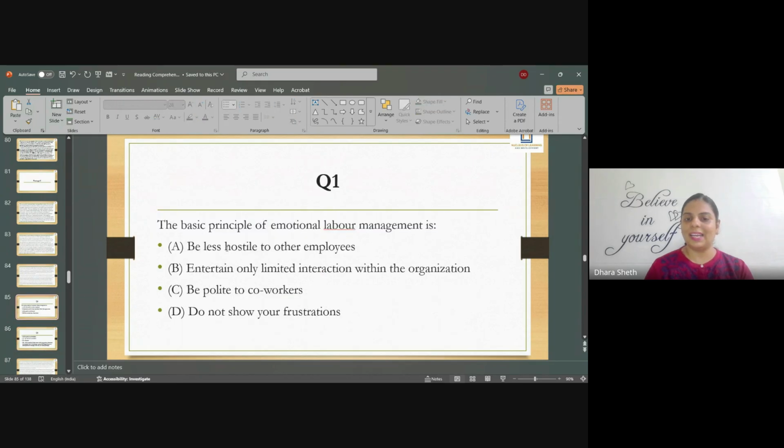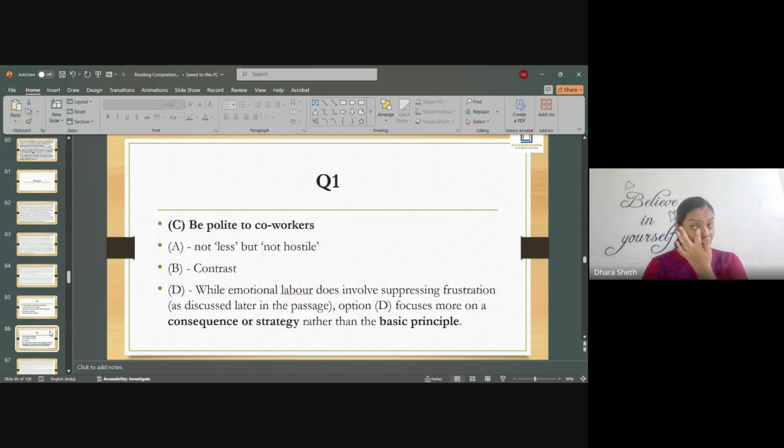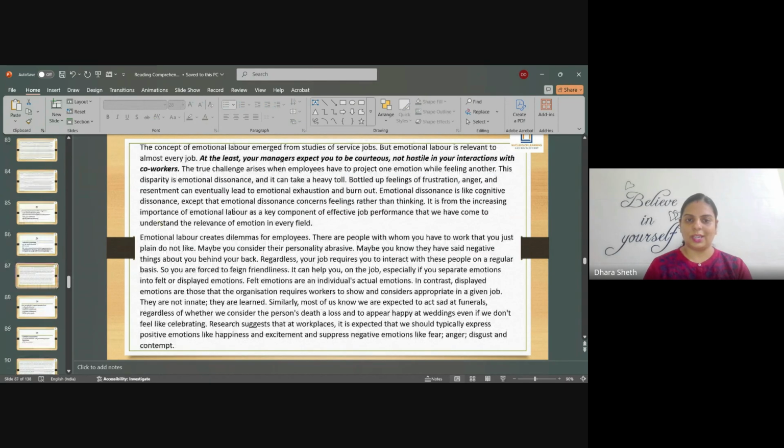A is not 'be less' but 'not hostile'. Okay, be less hostile, don't be hostile. B is again the opposite of what has been said. So the answer is here in the second sentence: at the least, your managers expect you to be courteous, not hostile in your interactions with your coworkers. Courteous is a synonym of polite. Clear?